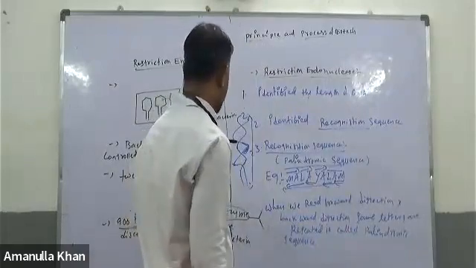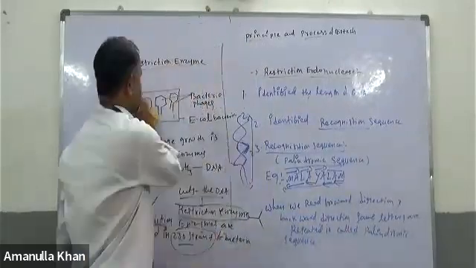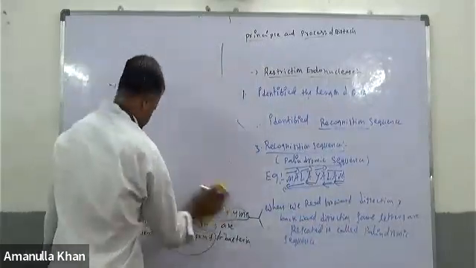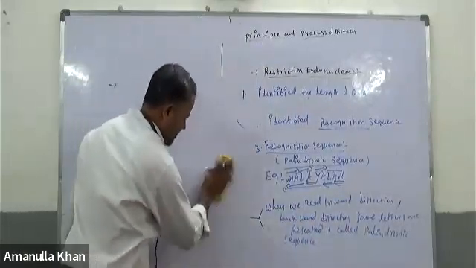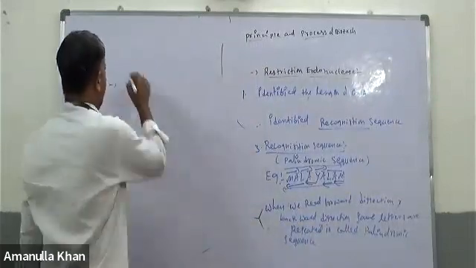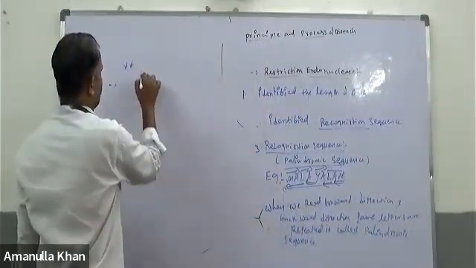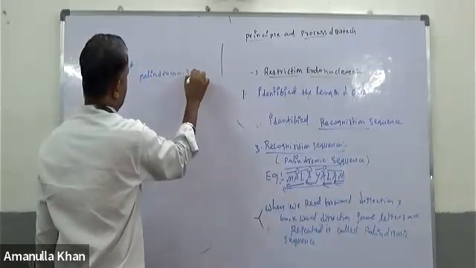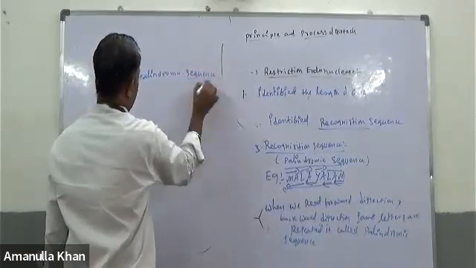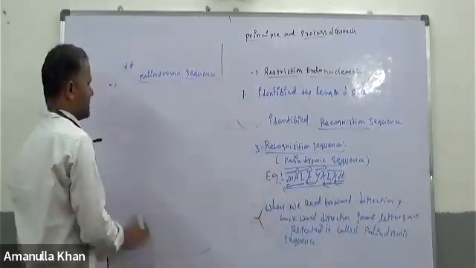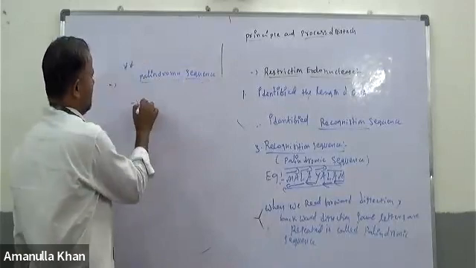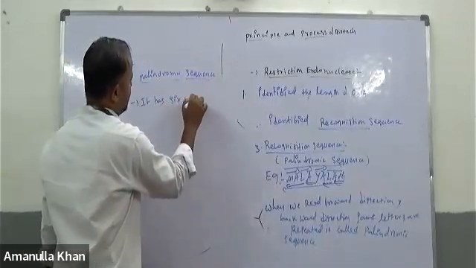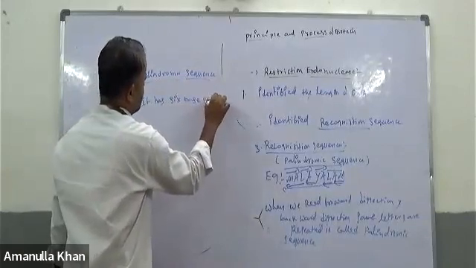Continuation here. Important for 2 marks: palindromic sequence. Okay. It has how many base pairs? It has 6 base pairs.